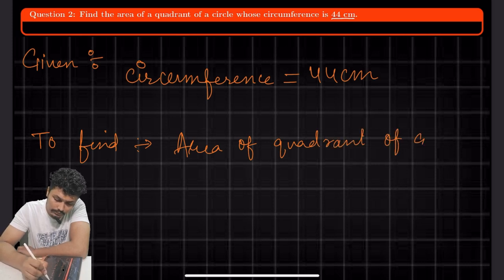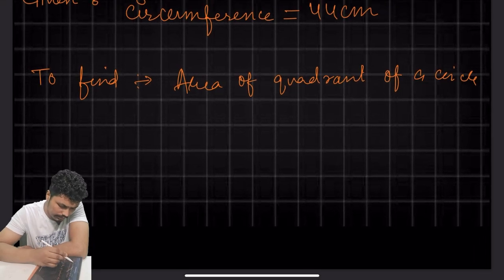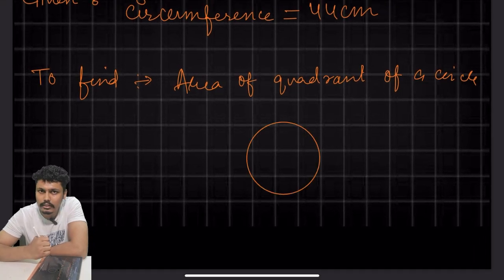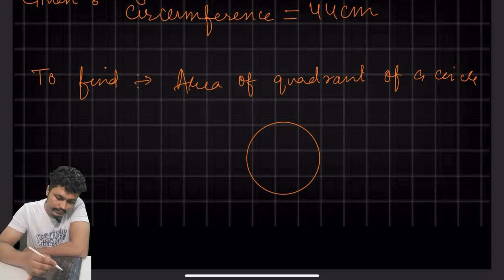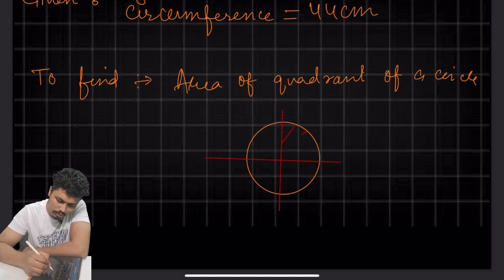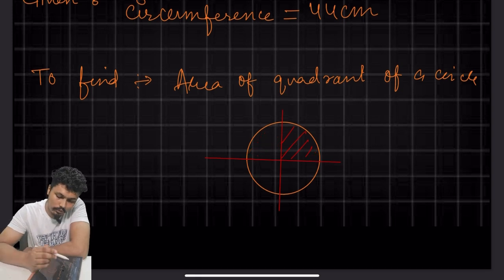Sir, we know circle. Circle is like this. But what is a quadrant of a circle? Simple. If I divide this circle into 4 parts, then this one part is called a quadrant. If I take this, it is called half. I'm taking only one part, this part, or any part.